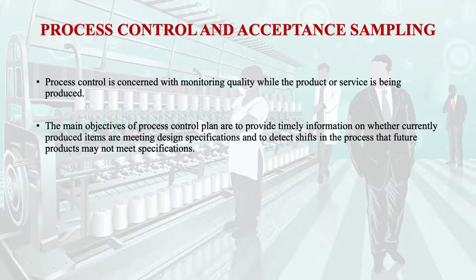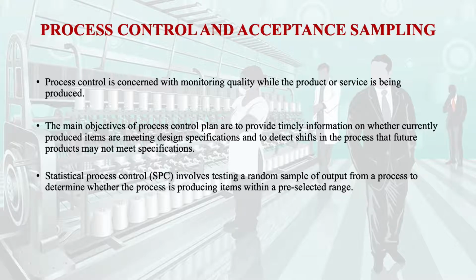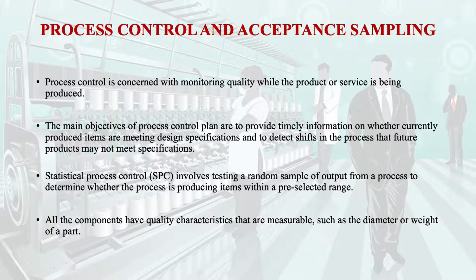There is one term, statistical process control or SPC. It involves testing a random sample of output from a process to determine whether the process is producing items within a pre-selected range or not. All the components having quality characteristics that are measurable, such as diameter or the weight of a part.